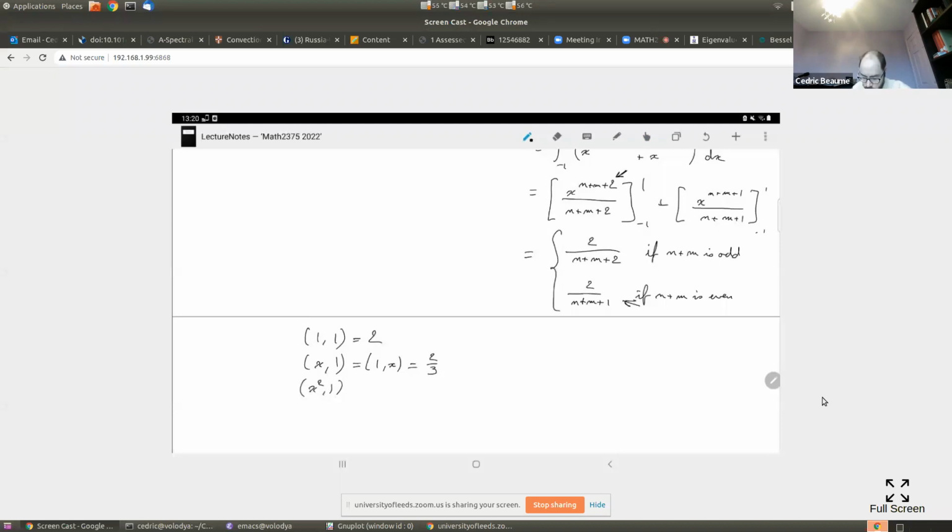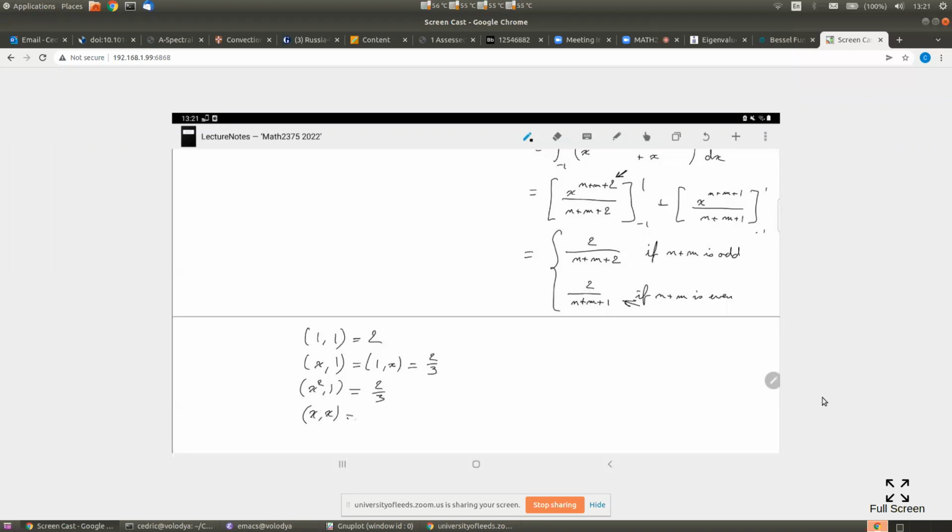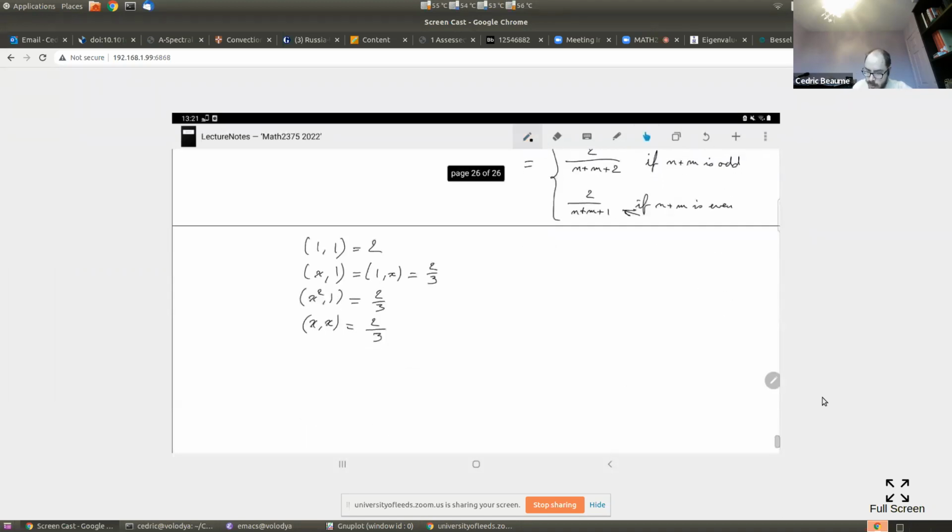Then we can look at x squared and 1. Again, you can commute, you can permute these two functions. If you write down the inner product between x squared and 1, this time your n plus m is even. It's 2 plus 0, so you're in the second case, and you get 2 divided by 2 plus 0 plus 1. That's 2/3 as well. Then you can look at x and x, and the sum 1 plus 1 is 2. It's even, so you get 2 divided by 1 plus 1 plus 1. That's 2/3, and you can keep going like this.